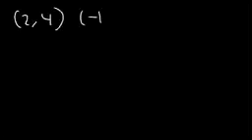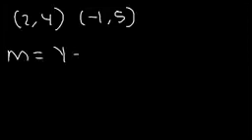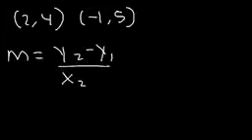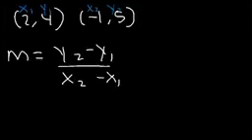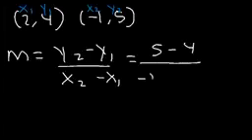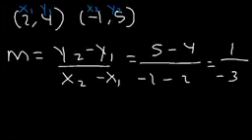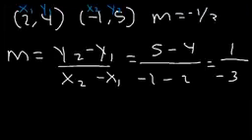Now, how can we write the equation of the line if we're given 2 points? Let's say the points 2, 4 and negative 1, 5. How can we write the equation of the line? In this case, we need to find the slope, which is y2 minus y1 over x2 minus x1. So this is going to be x1, y1, and this is x2, y2. So it's going to be 5 minus 4 divided by negative 1 minus 2. 5 minus 4 is 1. Negative 1 minus 2 is negative 3. So therefore, the slope is negative 1/3.